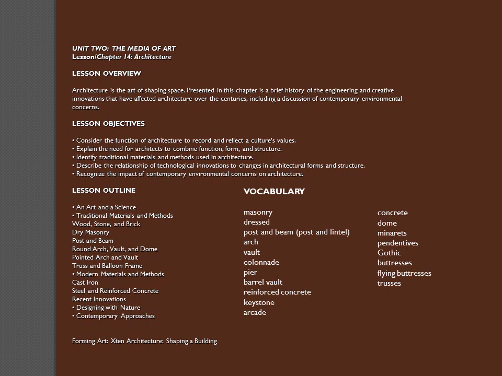their design. The objectives for this lesson are to consider the function of architecture to record and reflect a culture's values, explain the need for architects to combine function, form, and structure, identify traditional materials and methods used in architecture, describe the relationship of technological innovations to change in architectural forms and structure, recognize the impact of contemporary environmental concerns on architecture.